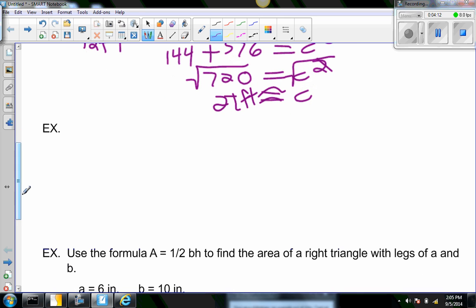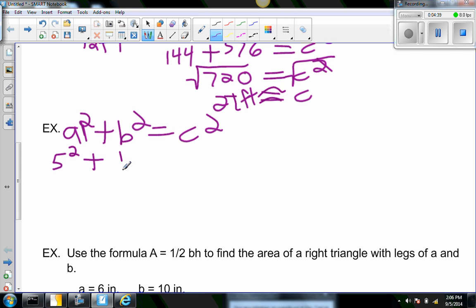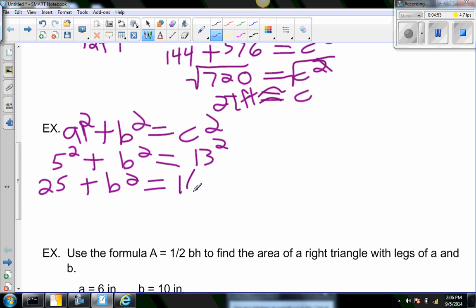Is it always going to be the c that's missing? No, it will not. So I will show you an example of one where the a or the b is missing and show you the difference. So again, I need to start with the formula. a squared plus b squared equals c squared. And so let's say this time I give you the a, which is 5, and I don't give you the b, but I do give you the c, which is 13. Okay, so now I have the a and I have the c, but I don't have the b. Well, I can still go ahead and square them. So 25 plus b squared equals 169.